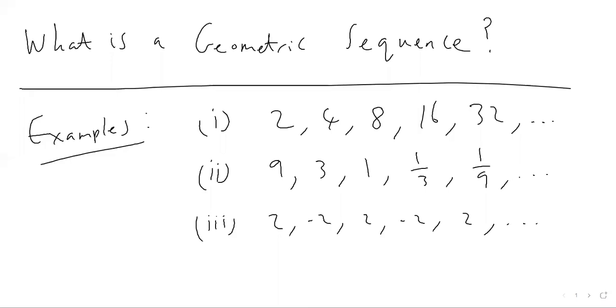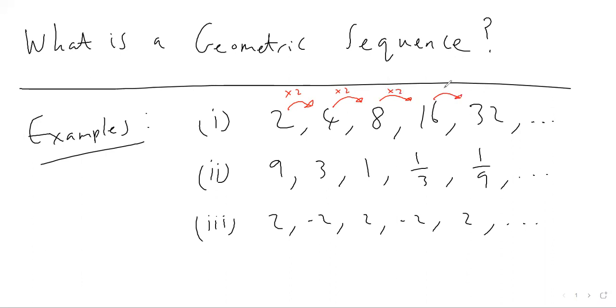Hello, so in today's video, we're going to look at the meaning of a geometric sequence. So what is a geometric sequence? I've listed some examples here of geometric sequences. For example, 2, 4, 8, 16, 32. We can see the pattern with this sequence is that we're multiplying by 2 each time to get the next number. That's the pattern with that sequence.